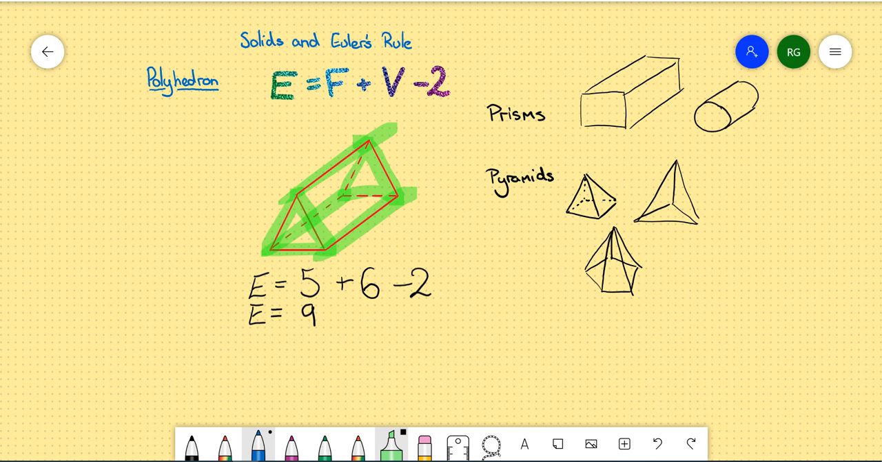If we want to find the faces, we want to find the vertices. Provided we have 2 of the 3 unknowns, we can work it out for any shape. Give it a go. You can even come up with your own pyramids or prisms and see if the formula works.